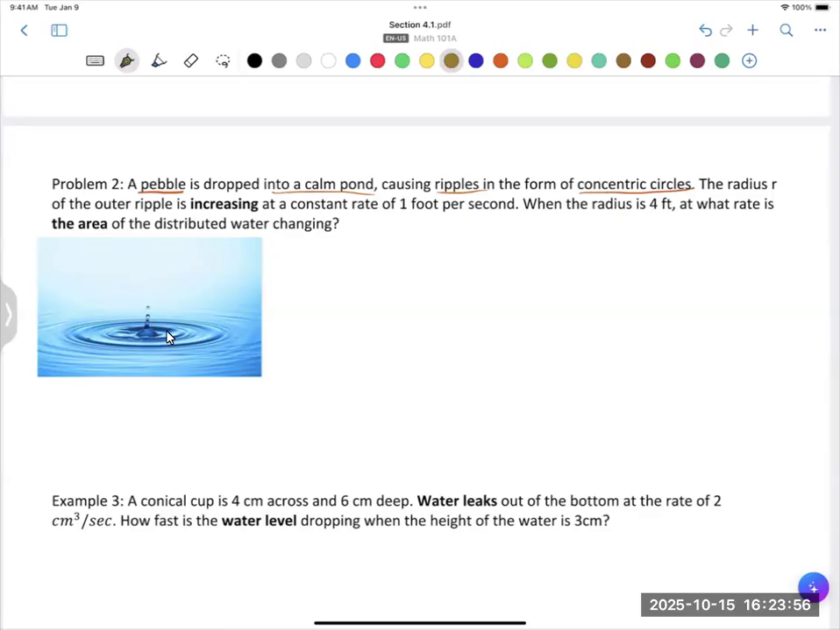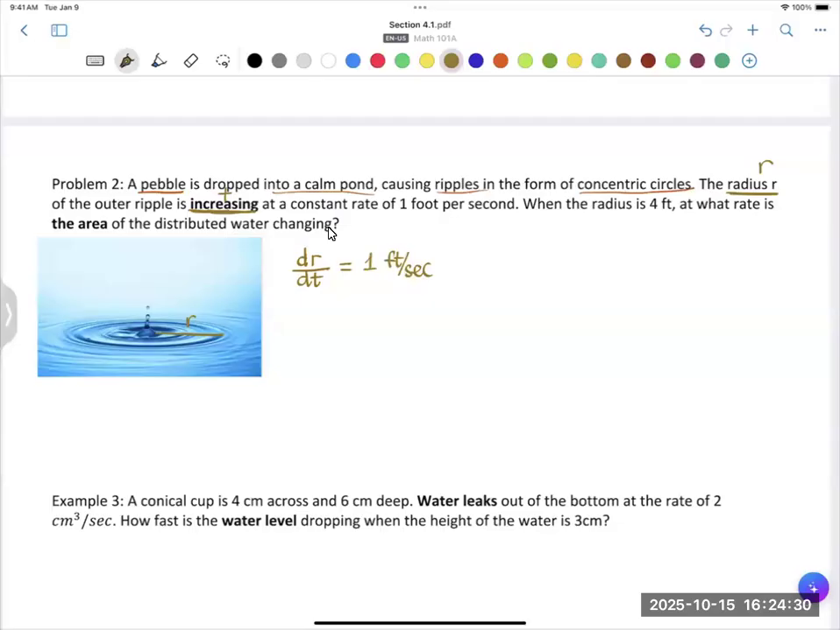Okay, so the radius is changing, right? It keeps changing, so we call it R, the radius R. And it's increasing, so the rate is going to be positive. So the derivative of R with respect to time is 1 foot per second. Okay, and then when the radius is 4, at what rate is the area of water disturbed changing?